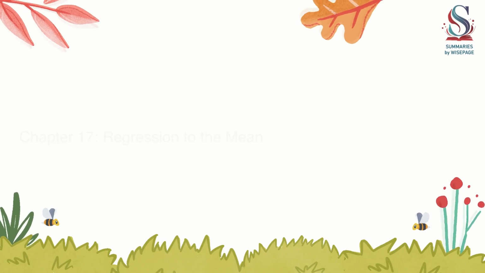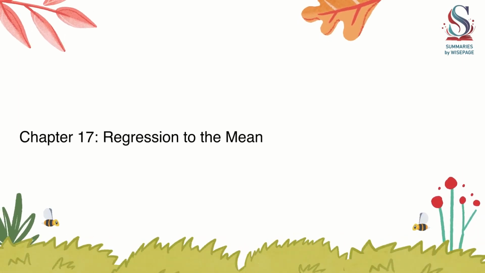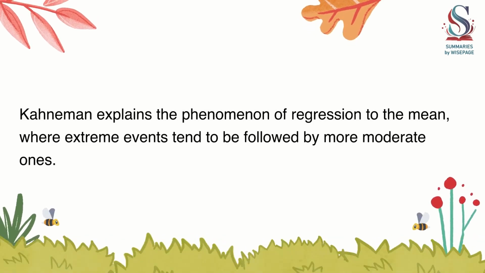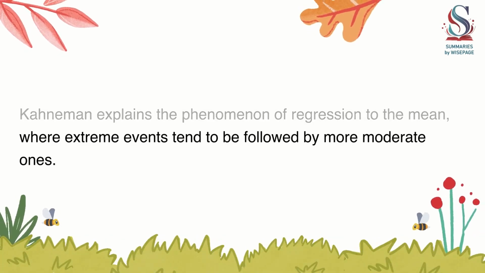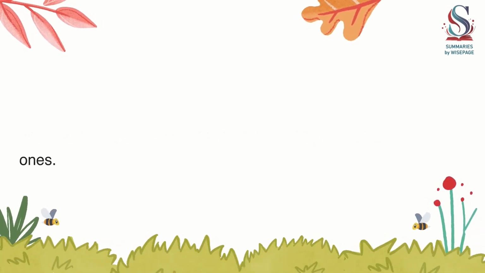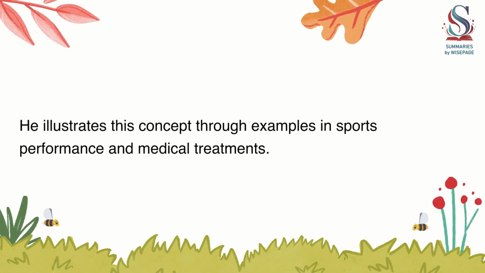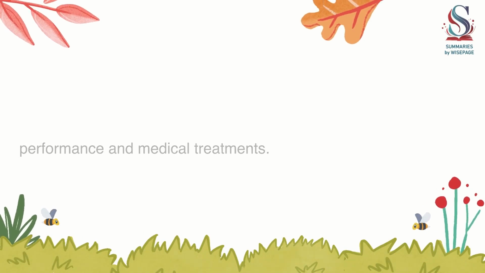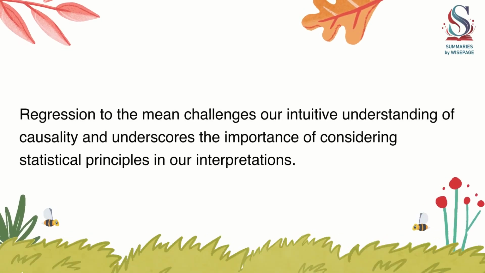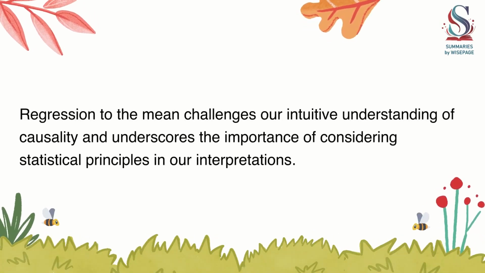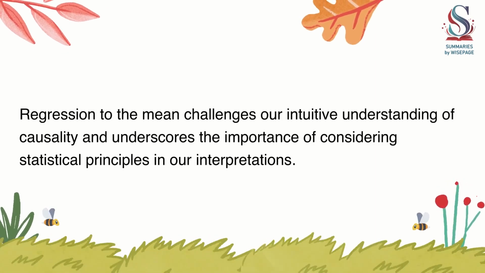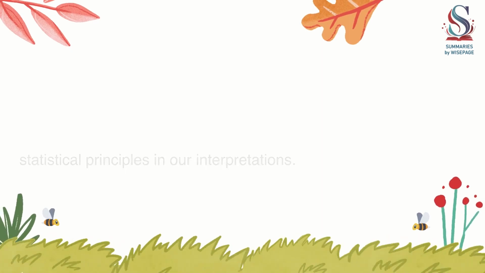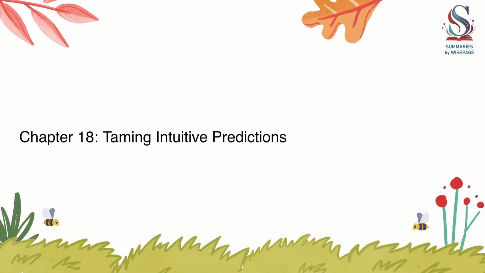Chapter 17: Regression to the Mean. Kahneman explains the phenomenon of regression to the mean, where extreme events tend to be followed by more moderate ones. He illustrates this concept through examples in sports performance and medical treatments. Regression to the mean challenges our intuitive understanding of causality and underscores the importance of considering statistical principles in our interpretations.